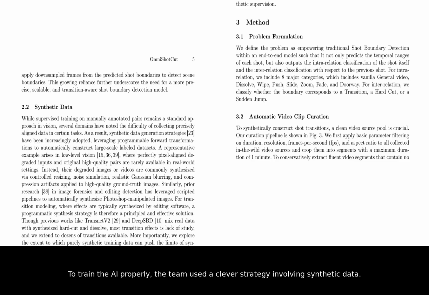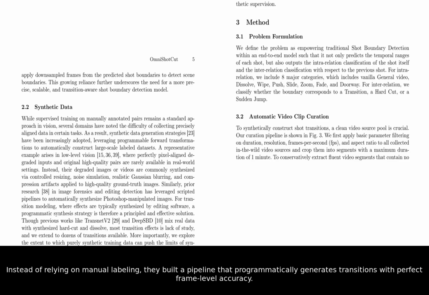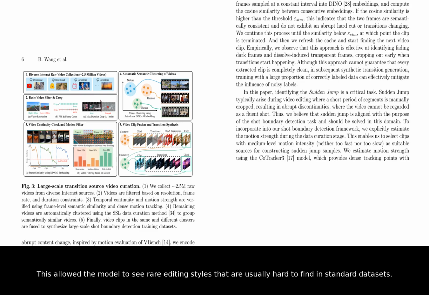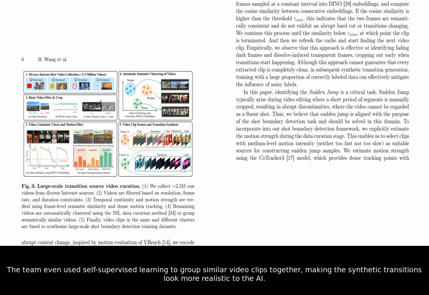To train the AI properly, the team used a clever strategy involving synthetic data. Instead of relying on manual labeling, they built a pipeline that programmatically generates transitions with perfect frame-level accuracy. This allowed the model to see rare editing styles that are usually hard to find in standard datasets. The team even used self-supervised learning to group similar video clips together, making the synthetic transitions look more realistic to the AI.